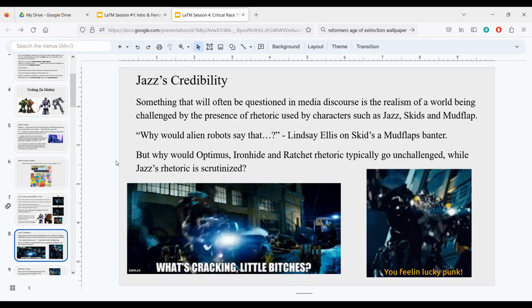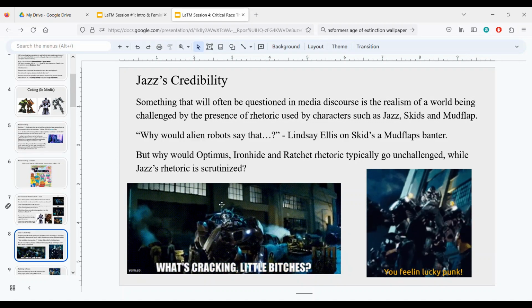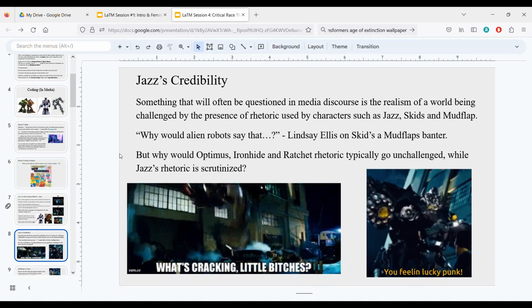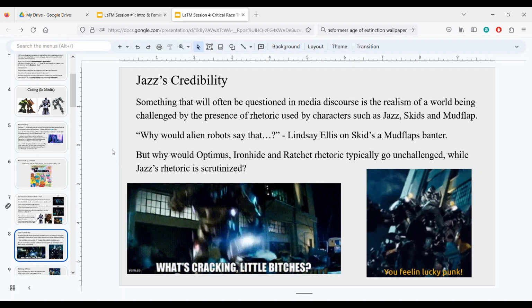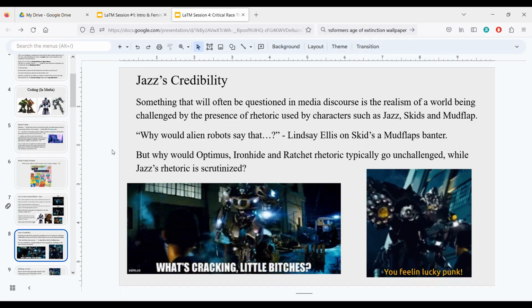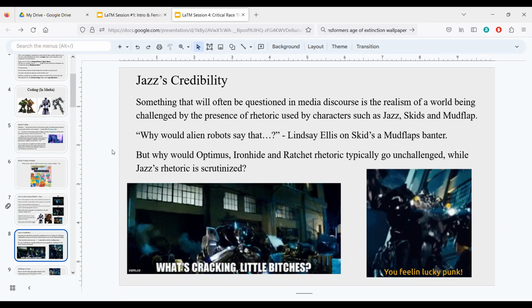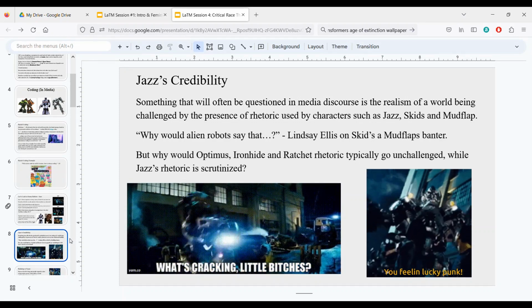Sure, I mean, we don't live on Cybertron, we don't know. Yeah, well, that's what I'm saying. Why can't Jazz talk like he does, and Ironhide talk like he does, and one gets scrutinized as not realistic for a robot to be talking like that, and the other's like, yeah, it's normal. Okay.